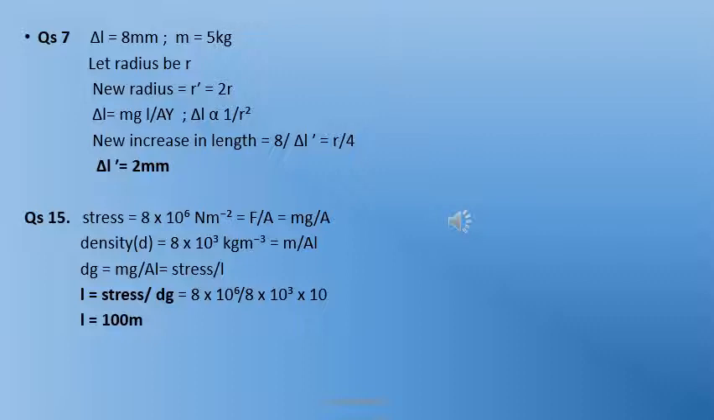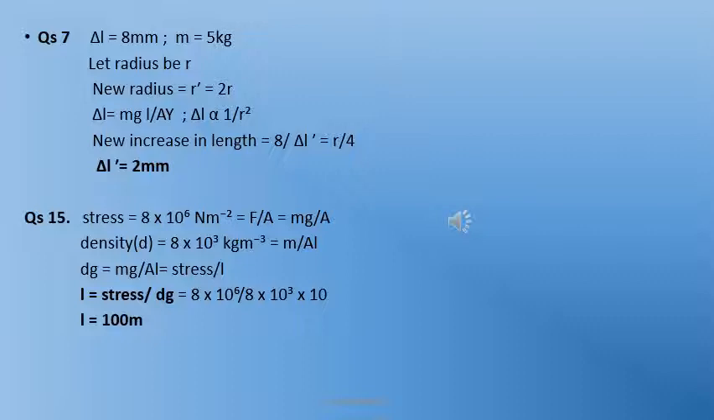Now, using the formula of Young's modulus, we see that the extension in length is inversely proportional to the square of the radius. So, taking the ratio, we get the new extension in length when the radius is doubled and all the other things are kept constant as 2 millimeters.